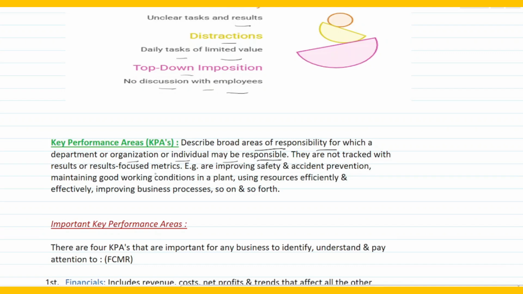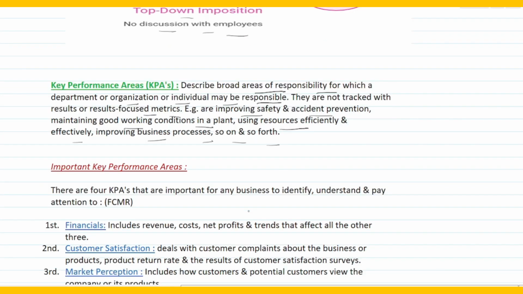department or organization or individual may be responsible. They are not tracked with results or result focused metrics. Examples are improving safety and accident prevention, maintaining good working conditions in a plant, using resources efficiently and effectively, improving business processes, so on and so forth. So these are the various areas that come under KPAs, right? So basically it defines the broad areas of responsibilities for which department or organization or individual may be responsible. It has nothing to do with result orientation. It is not even result focused. They basically are concerned with something like improving safety and accident prevention, working conditions, using resources, business processes, etc.